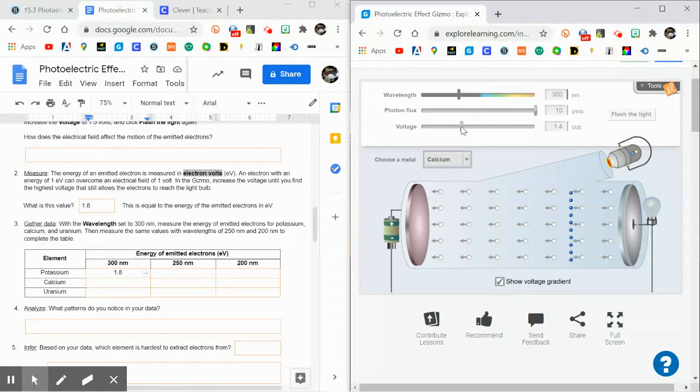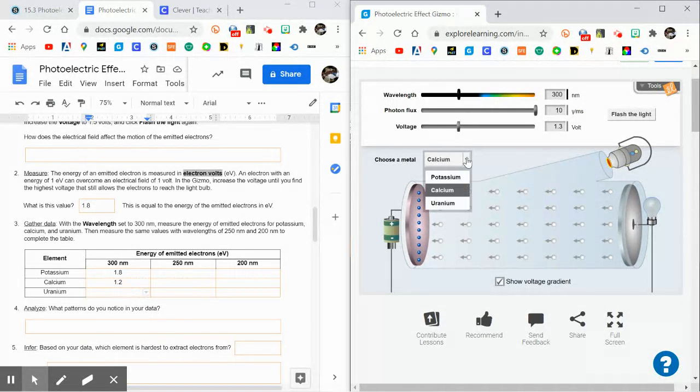Nope, not 1.4. Wow, okay. Let's do 1.2. Is 1.2 going to overcome? Yes, it does. Let's see if 1.3 does. If it doesn't overcome 1.3, then it's 1.2. Okay, there you go. It's 1.2, everybody. So 1.2 is how many electron volts it takes to overcome the electric field.